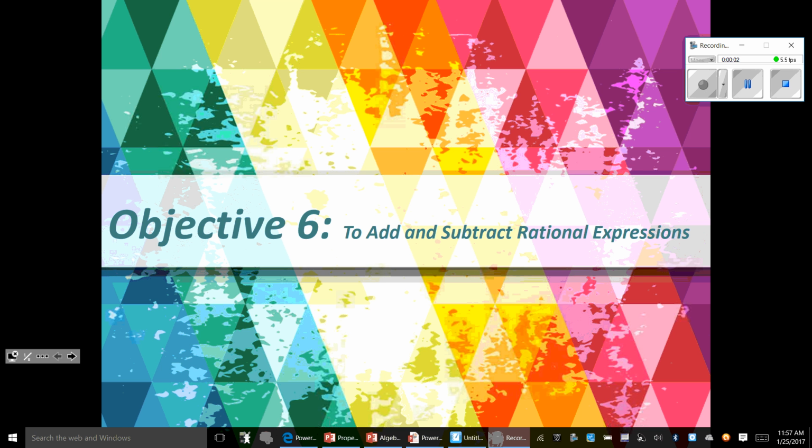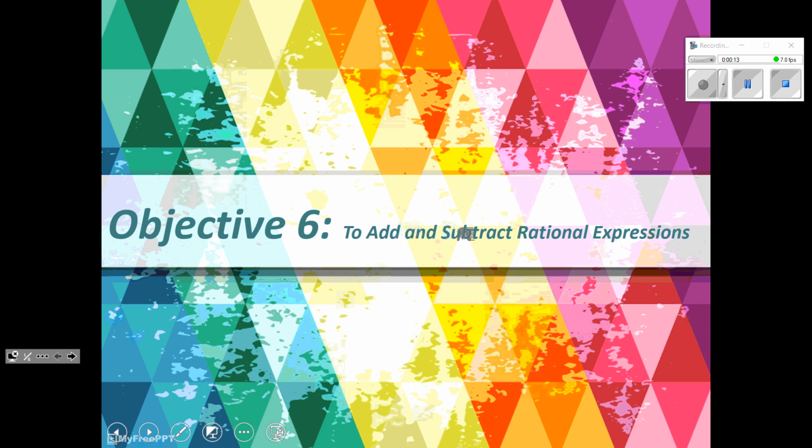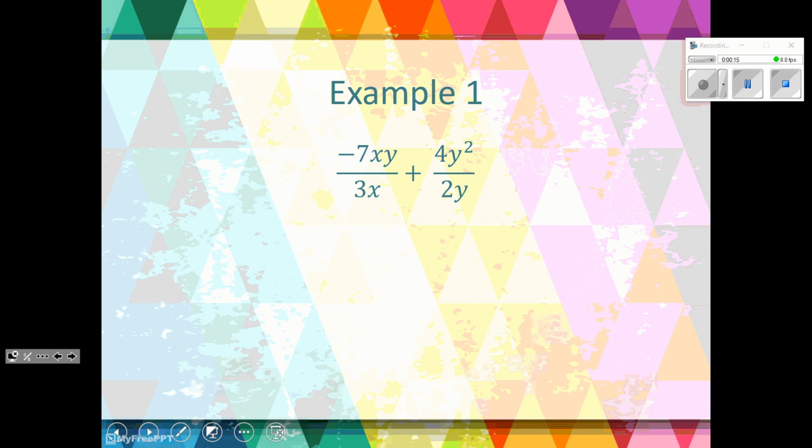All right. So we are going to do Objective 6 today. We are going to add and subtract rational expressions. What's rational mean? Fraction. What do we know about adding and subtracting fractions? Common denominators. Okay, so we are going to start with monomials, and we are going to work our way up into binomials and trinomials.